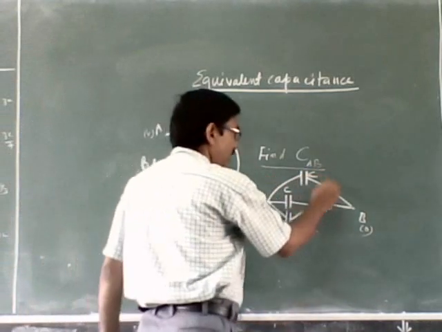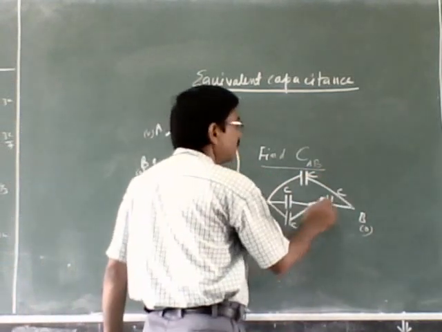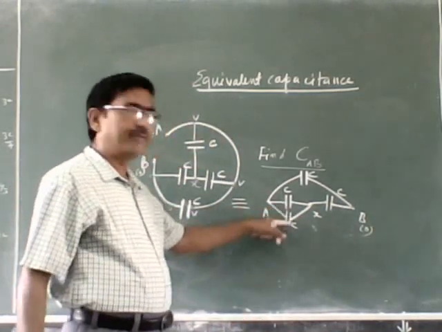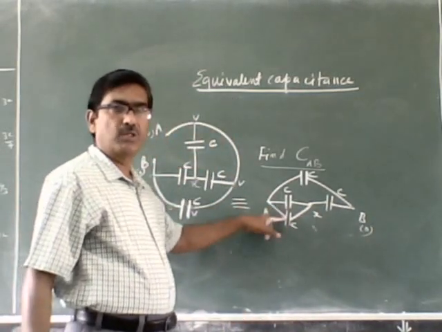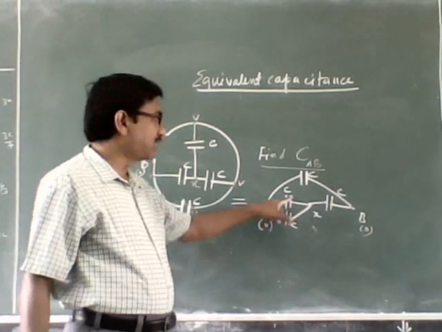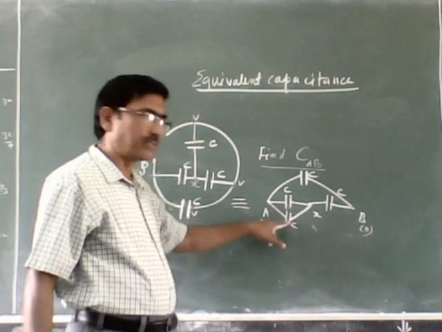Okay, all have equal capacitance C. Now, how are they connected? They are connected in parallel. So what will be their equivalent capacitance? C1 plus C2, that means C plus C, that is 2C.